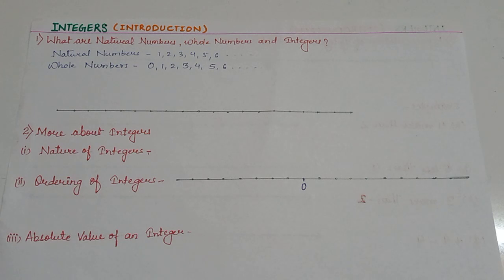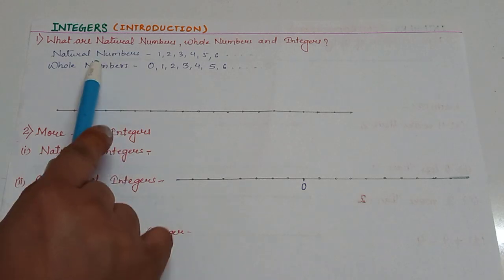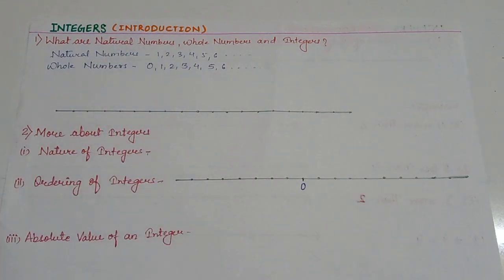In this video, we will go ahead with the introduction of integers. Before understanding integers, we should know about natural numbers and whole numbers. When I ask someone to start counting, they will start with 1, 2, 3, 4, 5, 6, 7, 8 and so on, right? All these counting numbers which start with 1 and go up to infinity are called natural numbers.